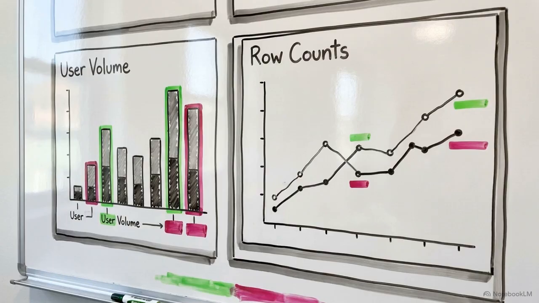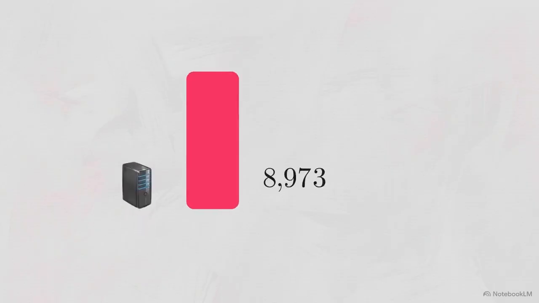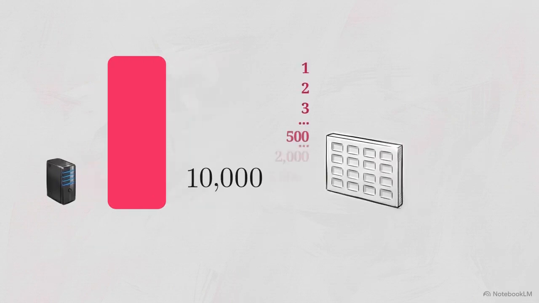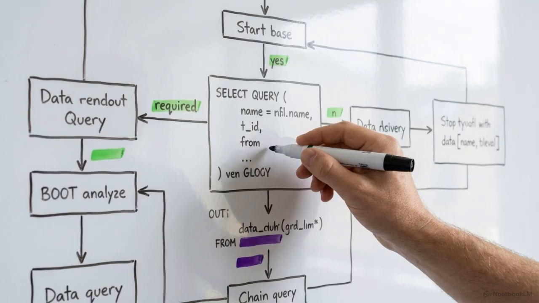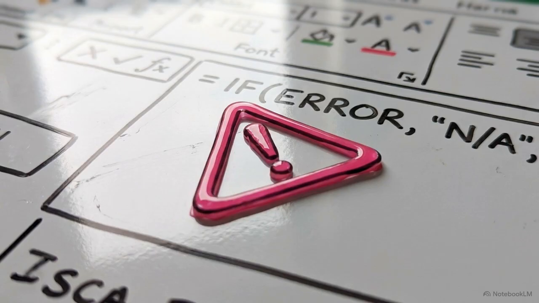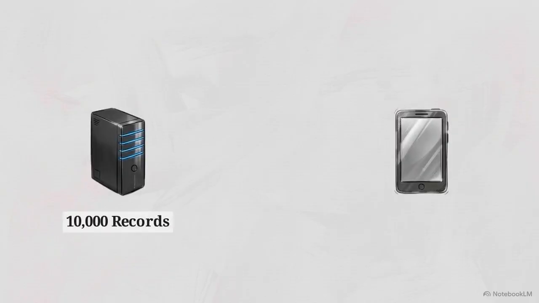To make the right choice, you have to look objectively at your user volume, your projected row counts, and your data model's complexity. The biggest hurdle in this decision is an abstract concept called delegation. If you have ever seen a yellow warning triangle hovering over your Power Apps formula bar, you have encountered the invisible tripwire that dictates whether your app processes data on the server or on the user's local device.